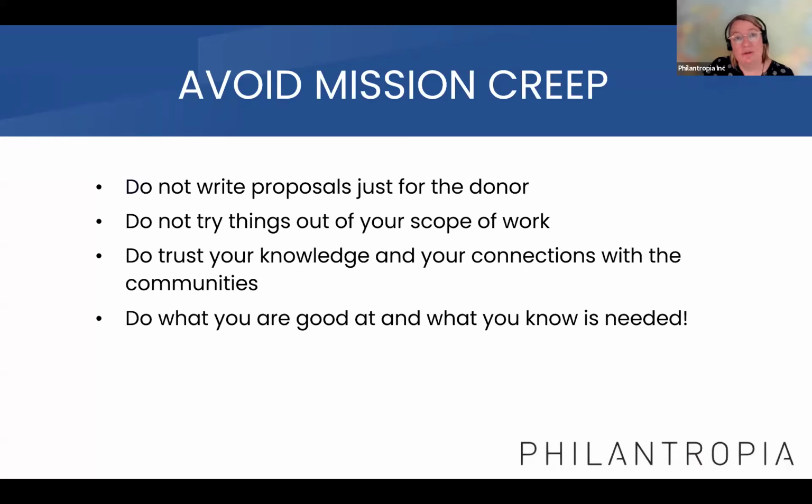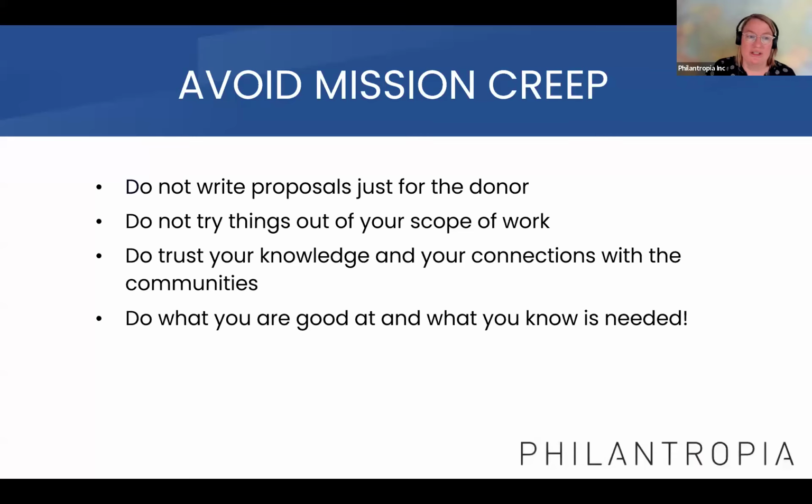And then with that information, you go out and start looking for someone who can support you in that. If you don't have a plan and go look for donors first, the probability that you will change up your plan for a donor is much higher. So don't write proposals just for the donor. Try to have a project plan and then look for a donor so that you stay true to what you want to do. Don't try things out of your scope of work that you have defined for your organization just because the donor has some money for it or because it's trendy or whatever.